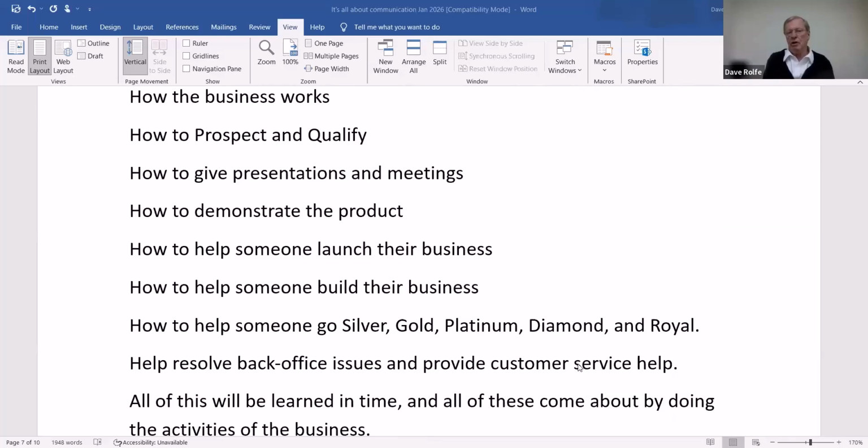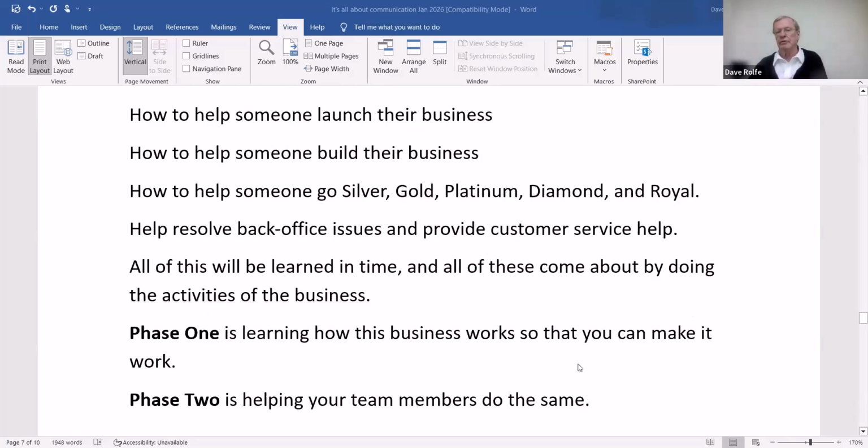You want to demonstrate the product, how to do that. You want to help someone launch their business. You want to help someone build their business, and how to help someone go silver, gold, platinum, diamond, and royal diamond. Help resolve back office issues and provide customer service help. All of this will be learned in time. All of these come about by doing the activities of the business. I knew nothing when I started about Nikan, but I learned everything I had to learn because I jumped in with both feet and did what I had to do.